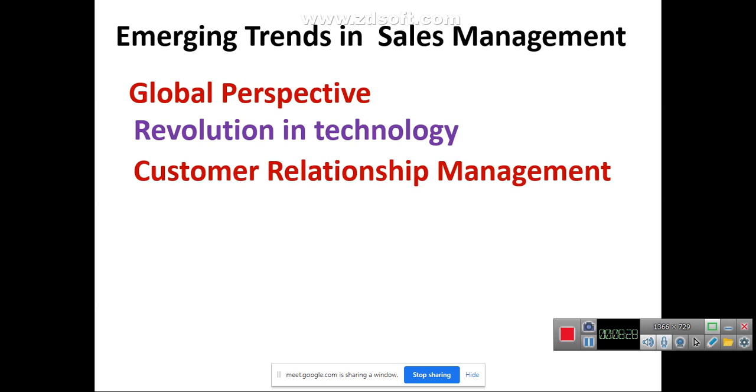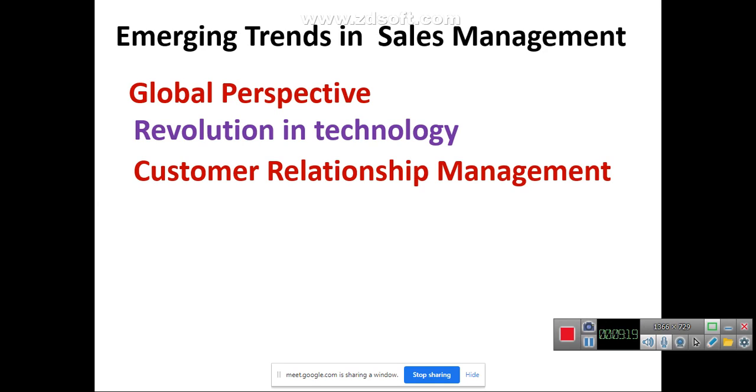The third aspect of this emerging sales trend is CRM, that is customer relationship management. Right? Customer relationship management is basically combining relationship marketing with information technology. So customer relationship management is what? We have relationship marketing, and this relationship marketing must be well integrated with information technology, so that we are able to provide the right kind of information to the right customer at the right time, so that we are able to achieve customer loyalty, and a loyal customer will bring more and more business in the near future. Fine, that is very important.